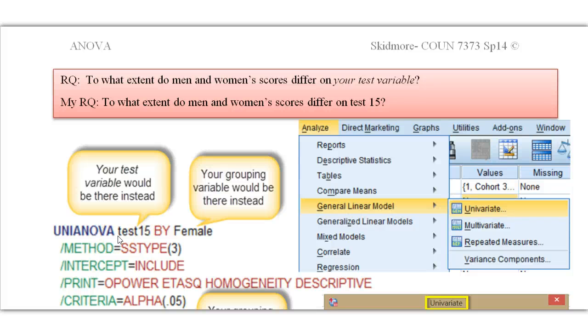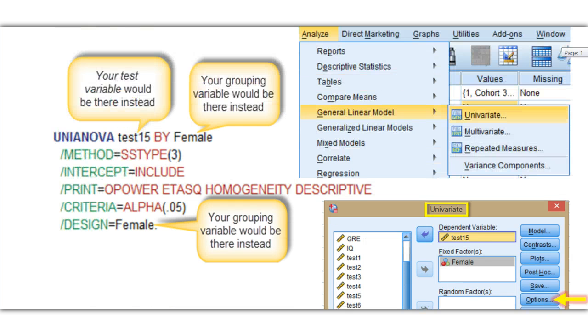Okay, so today we're going to start with Anova, a one-way Anova, and the research question that we're looking at as an example is, to what extent do men and women's scores differ on your test variable? So my specific research question, putting in something for my test variable, is to what extent do men and women's score differ on test 15? So this is a difference test, looking at the difference in their means of their scores, and the score happens to be test 15. So here is the syntax for it.